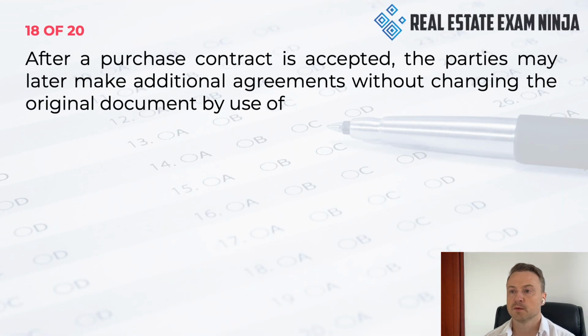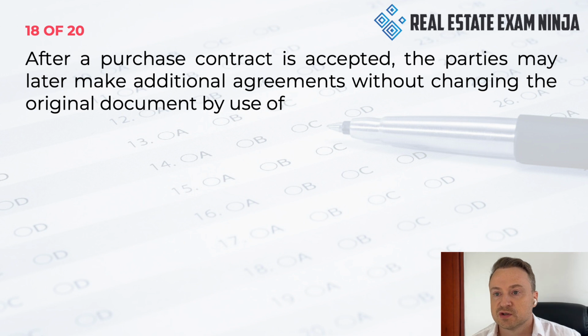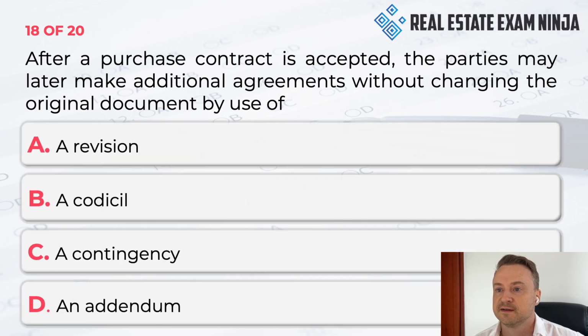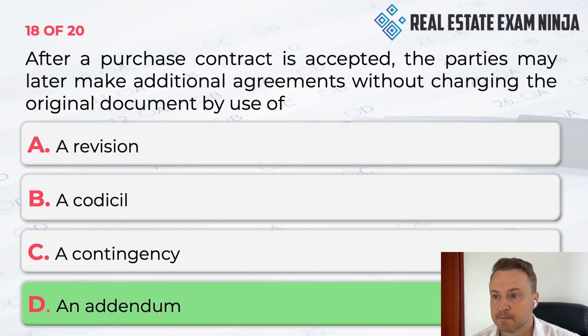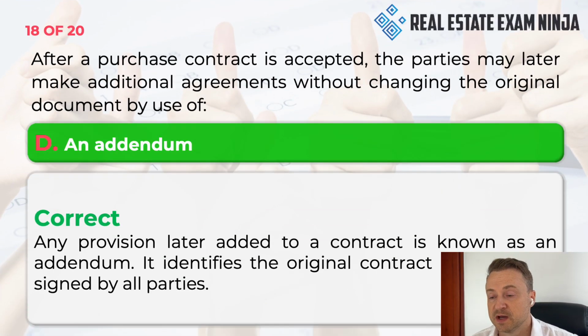Number 18, we're almost at the end. How are you guys doing? I'm curious, some of these are kind of hard. California's not an easy state to pass the real estate exam. After a purchase contract is accepted, the parties may later make additional agreements without changing the original document by use of, which one of these? It's going to be an addendum. Pretty easy one. You guys should have known this one.